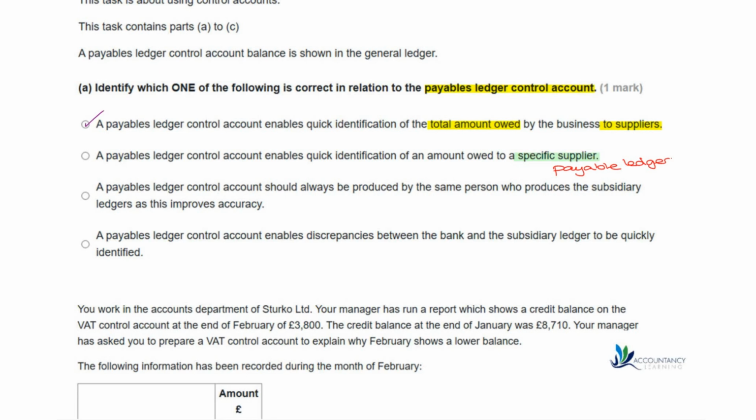And the final one, a payables ledger control account enables discrepancies between the bank and the subsidiary ledger to be quickly identified. So here we're talking about bank and subsidiary. So the payables ledger control account wouldn't be involved in that.